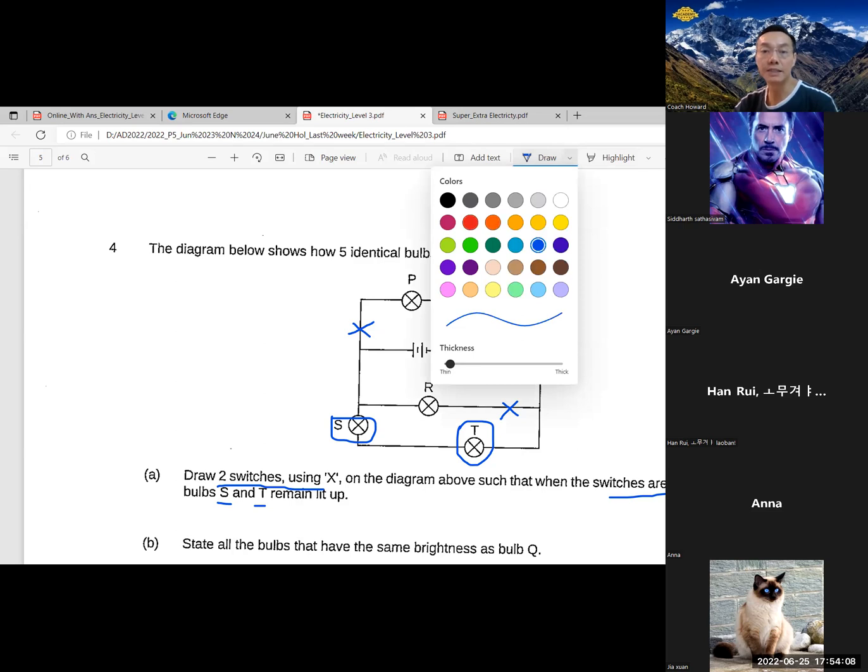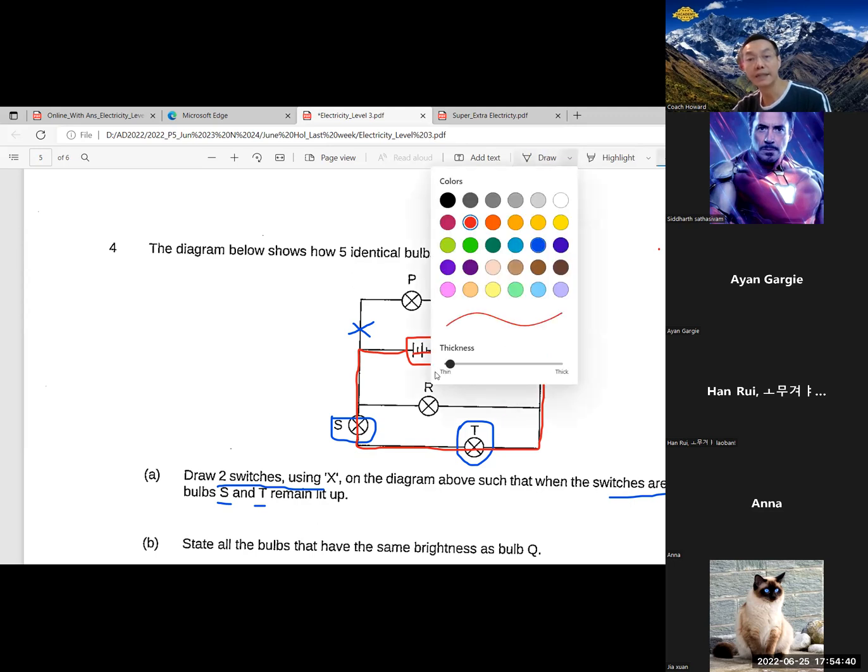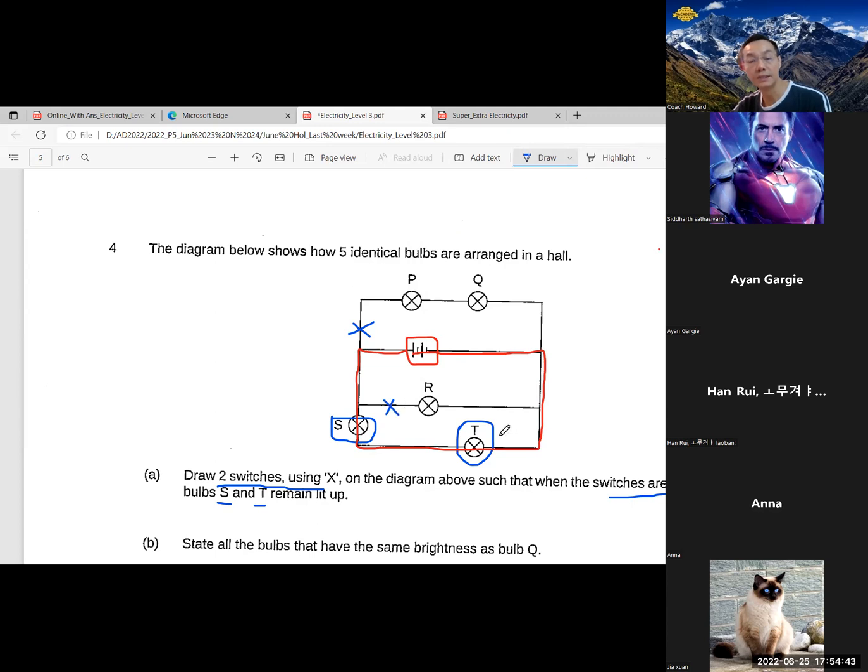So how to check? This is the power source. Maybe I use another color, red, to show clearer. So this is the power. There are 2 batteries connected in series. So the current will flow through here. Can you see? They are not affected by the 2 switches, even when they are open. So this is one possible answer. You can also put the switch on the other side. You can also put it here. So this switch can be on this side as well. This is one possible answer.